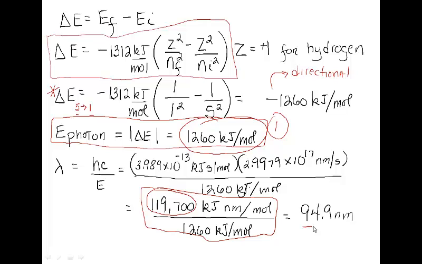The wavelength for that mole of photons of light being emitted for a 5 to 1 transition is 94.9 nanometers, way smaller than the 400 to 700, so definitely not visible light. And that's what we're going to do repeatedly.